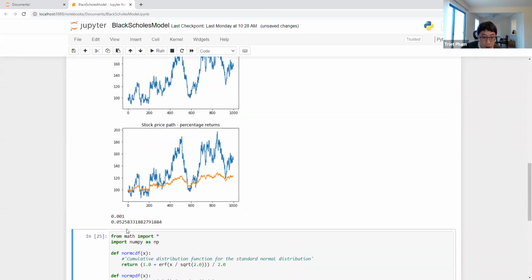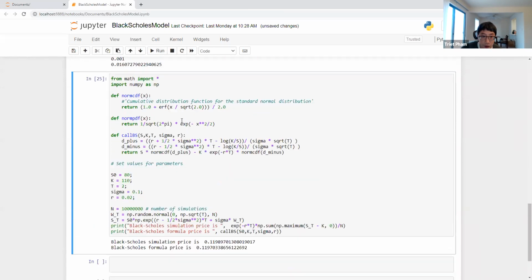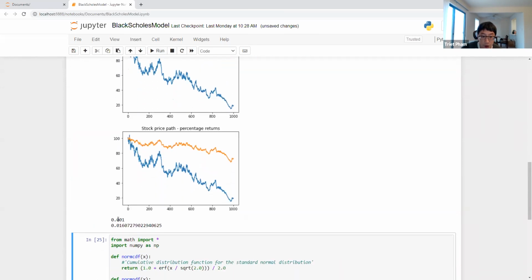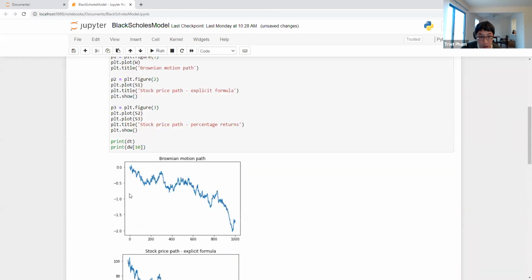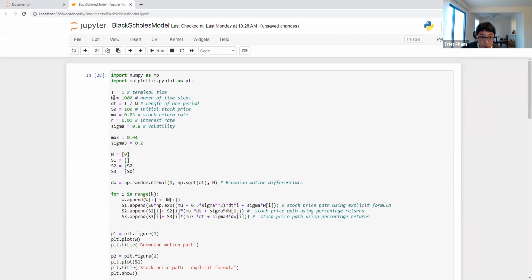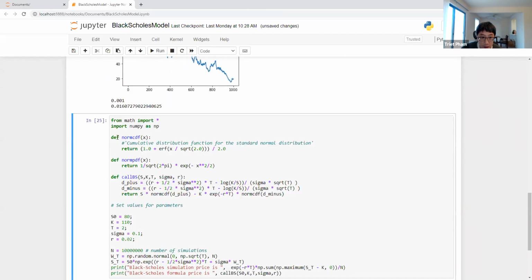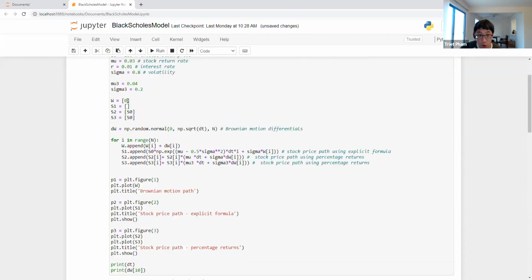So you see dt is 0.001, but you see dW is 0.05. Let's run again. 0.001, 0.01. Is that okay? So dt is getting smaller, right? But dW, of course, is getting smaller too, but on a very different order, the square root of that.